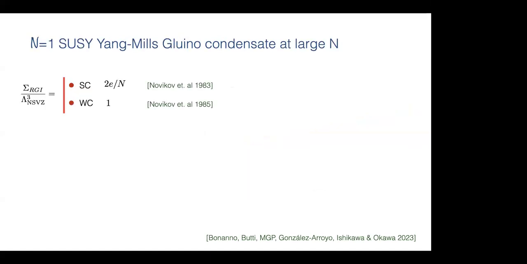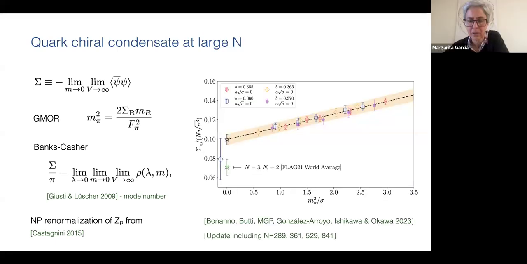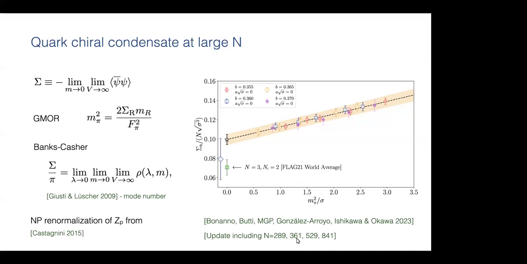Okay. Margarita, one last question. I'm sorry, what kind of statistics are we talking about? I mean, the statistics you just showed. For this? Yes. For these cases, the ones with 289 and 361, we typically have 800 configurations or so. Wow. Okay. Good. Thanks.